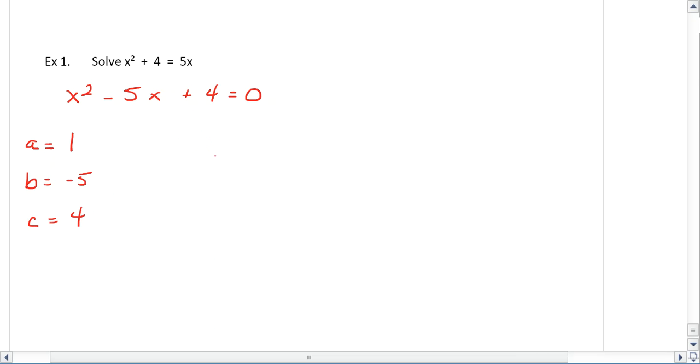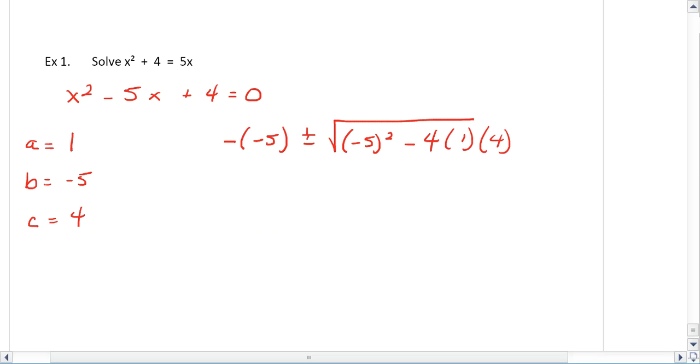So now plugging them into the correct place, I'll be as obvious as I can here. We have minus b, so you gotta be careful. So we have minus a -5. Watch your double negatives. Plus or minus the square root. Now b squared is -5 squared minus 4 times a times c, all over 2a, which is 2 times 1.